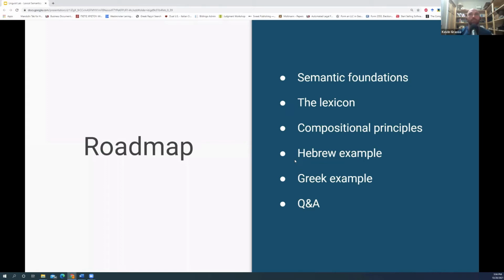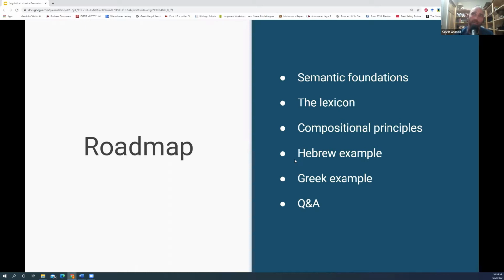So here's a bit of a roadmap for what we'll be doing today. We'll be going over just some basic semantic foundations, so one of the things that we need to consider when we're doing semantic analyses. Then we're going to go over specifically things about the lexicon. So, some semantics is done inside of the lexicon, some semantics is done outside of the lexicon, and we will talk about that distinction.